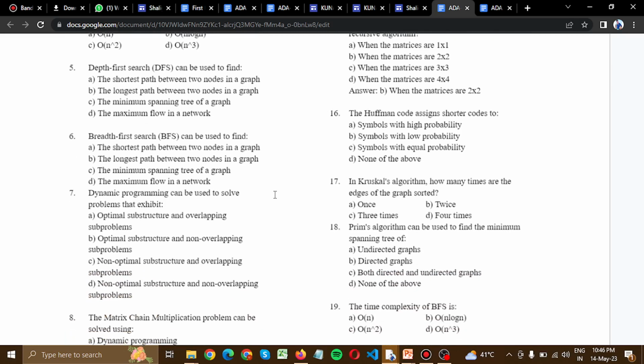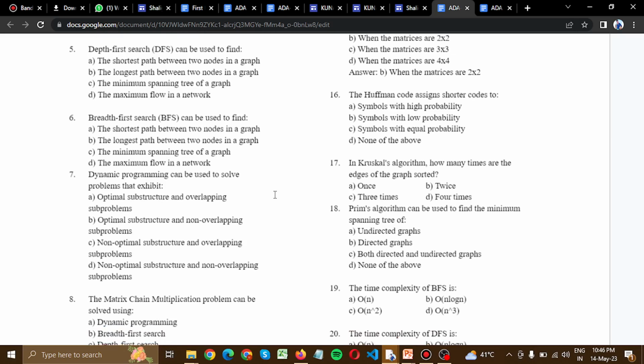Now next question 6. Breadth first search (BFS) can be used to find. The BFS algorithm keeps track of visited nodes and the distance from the source node to each visited node, allowing it to find the shortest path between two nodes in the graph. So the correct answer is option A, the shortest path between two nodes in a graph.